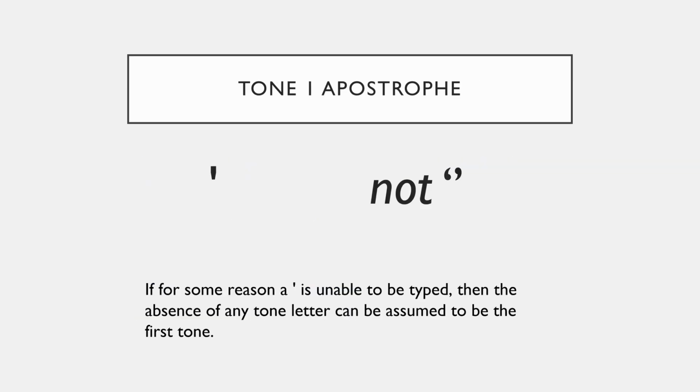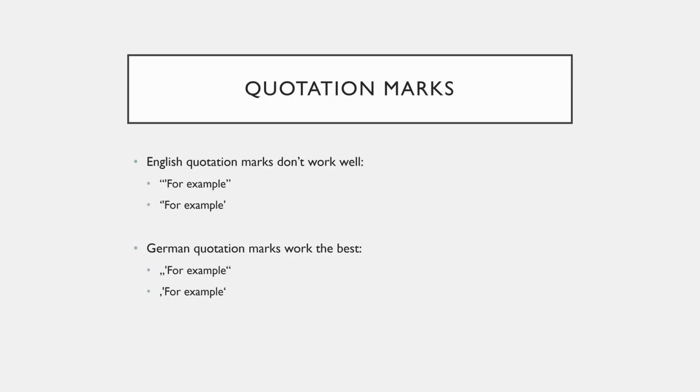Just a quick note on the apostrophe for the first tone. If you can help it, the symbol should be just a neutral apostrophe, not the curvy, comma-shaped ones that you use for quotations on the right over here. Also, for some reason, if you can't type out an apostrophe, then you can just omit it, and then people would have to assume this means the first tone. Next, I just want to quickly touch upon quotation marks. Because of the apostrophe, English quotation marks don't work very well. You can see 2 examples here using double and single quotation marks. The apostrophe kind of just blends into them. So instead, since we're already using the German keyboard for the umlauts, German quotation marks actually work much better. And you can see 2 examples here.